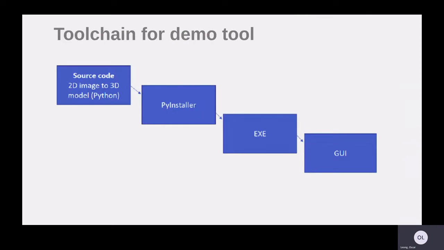To create a demo tool, it was necessary to have a toolchain. First, we took the source code of a 2D image to 3D model converter written in Python. We then used PyInstaller to convert the source code with its dependencies into an executable. We will then implement the executable into our GUI.